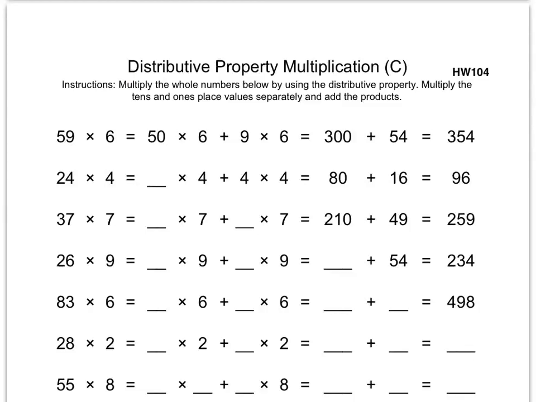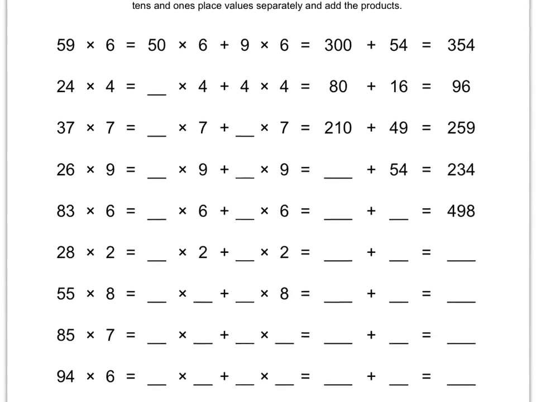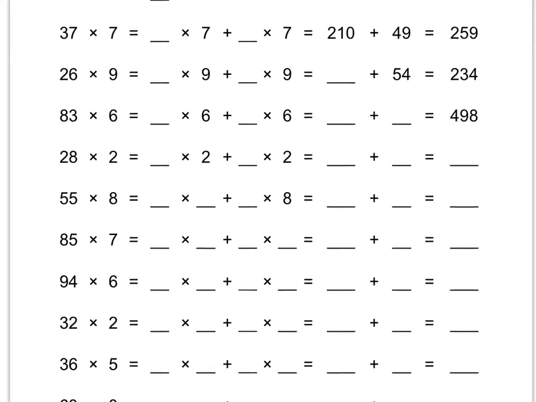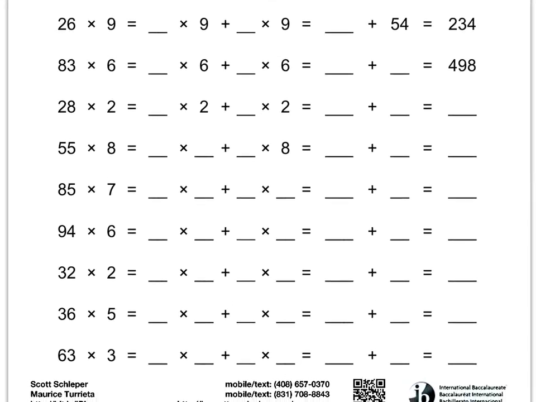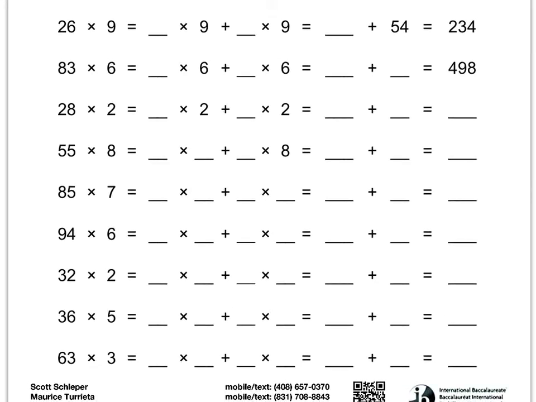Okay, and here we are on the other side, distributive property multiplication part C. The instructions say multiply the whole numbers below by using the distributive property, multiply the tens and ones place values separately, and add the products. Okay, we did this last night. We did this in class several times, and we did this the night before. So at this point, you guys should have a good idea of how to do this.